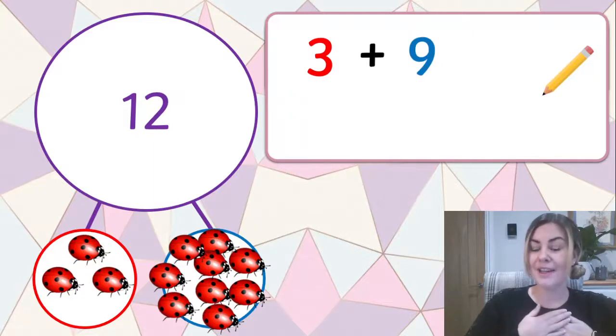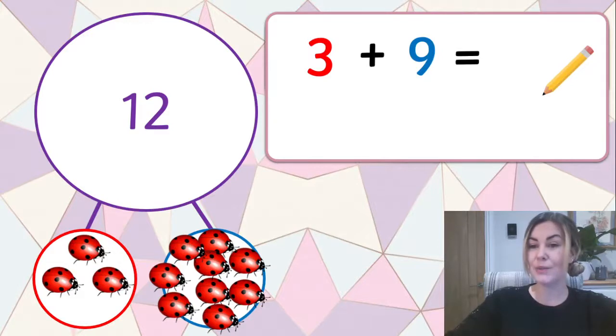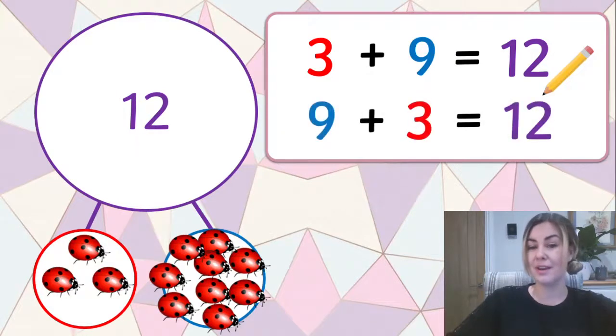I have learnt that 3 add 9 equals 12. Pause the video and complete your second step. Okay, if you wrote 9, add 3 equals 12, remember that would also be correct. Let's see if Mochi and his friends agree with us.